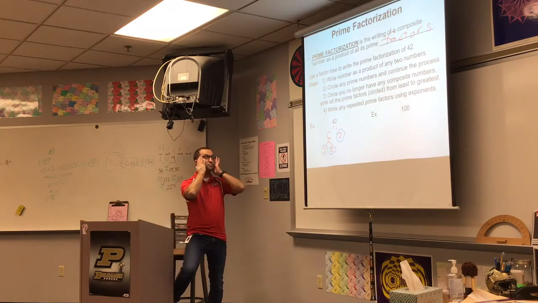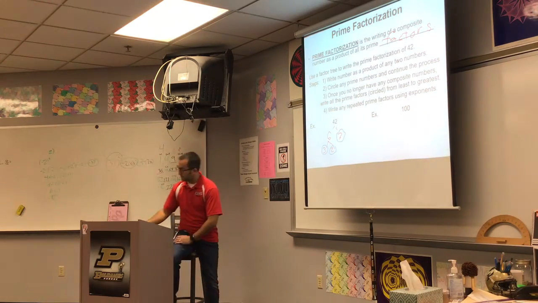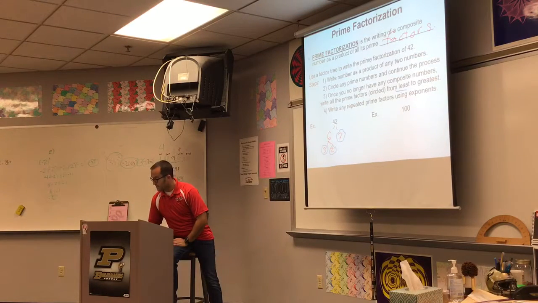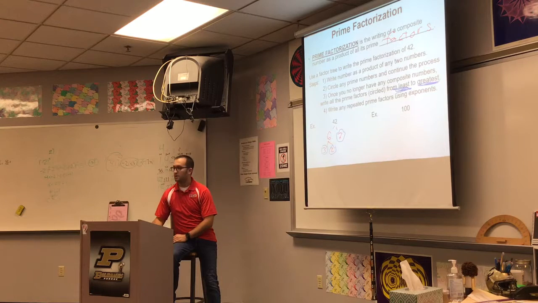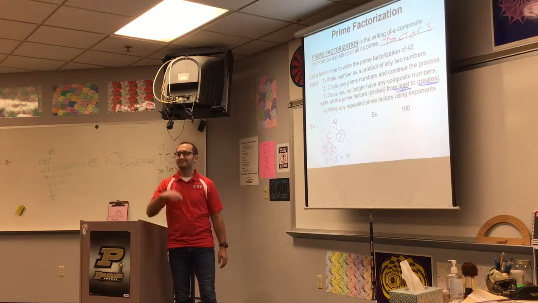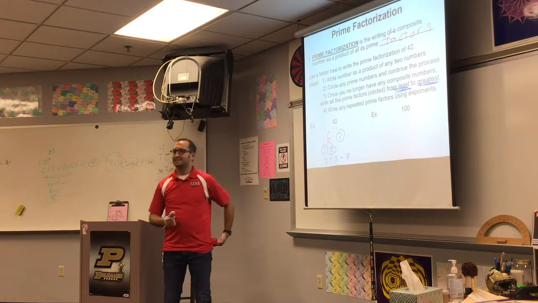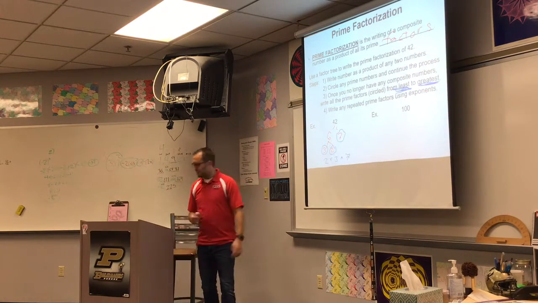And now we want to write all the prime factors from least to greatest. It's important that we write it from least to greatest, right? Otherwise, it's not prime factorization. So our answer for this problem would be 2 times 3 times 7. And that is our answer.